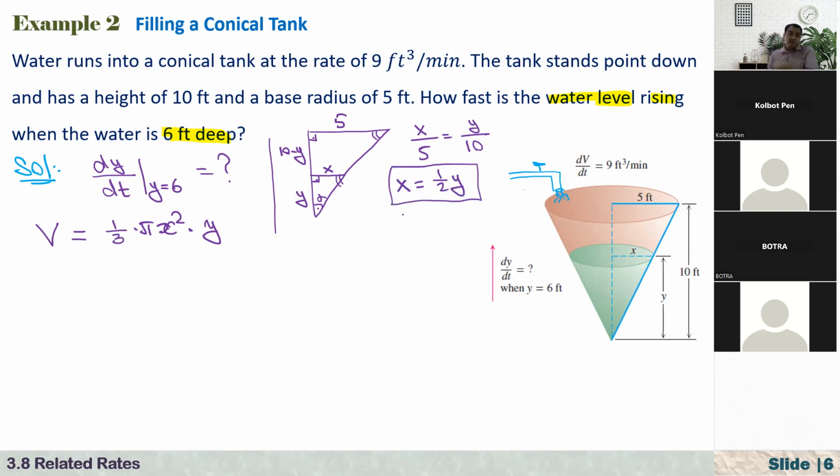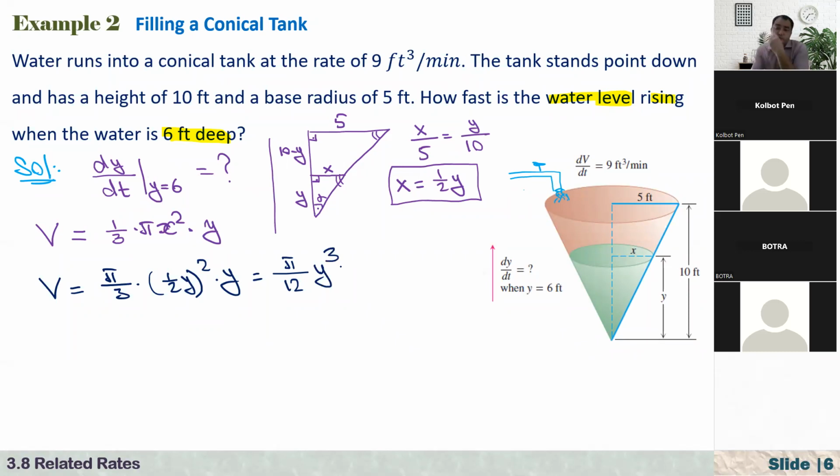So now if I just substitute this into our volume equation here, what do I get? Here we have volume equal to 1/3 times pi, which is just a constant. Maybe to save some space, I can just write it as pi/3 times x. What is x? X equals 1/2 y. And here we have squared times y. Now if you simplify this, 1/2 squared is equal to 1/4, right? So here we have pi/12 times y squared times y. So here we have y cubed, right?